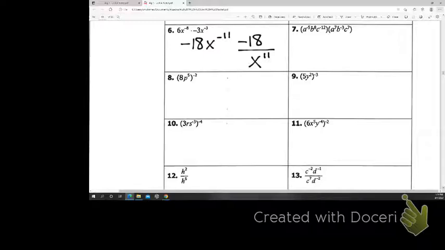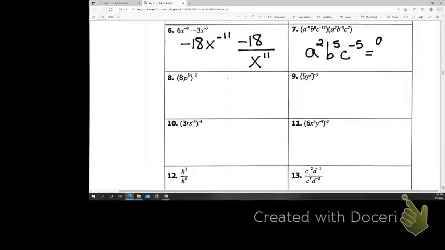So in 7, a: negative 5 and positive 7 make positive 2. b: 8 and negative 3 make 5. c: negative 12 and 7 make negative 5.